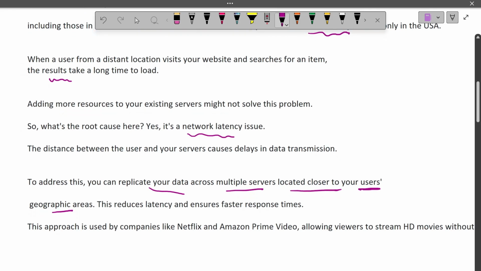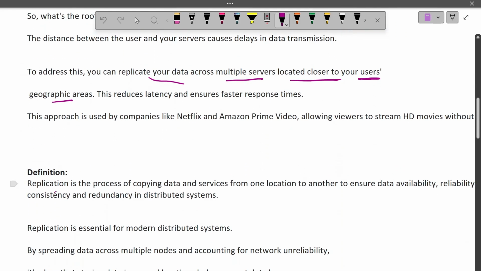Now, coming to the definition. What exactly is replication? It is the process of copying the data and the services from one location to another. So it is like you are having a copy across different geographical locations. Why? Because you want to ensure data availability, reliability, consistency. Everything is being taken care of. Obviously, if you have copies of data, the buffering is lesser.